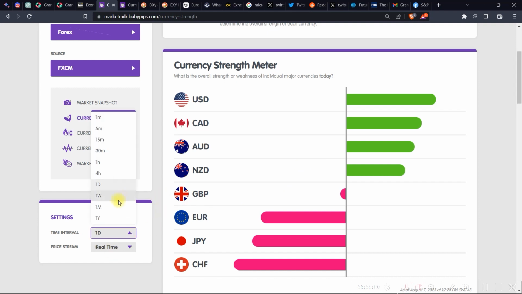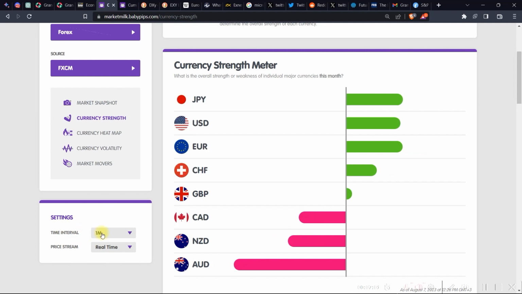You can change the settings. Show 1 month, time interval 1 month. You can see what is the overall strength or weakness of individual major currencies this month. Now this is showing the strongest and the weakest currencies this month. The JPY you can see is the strongest and the Australian dollar is the weakest.